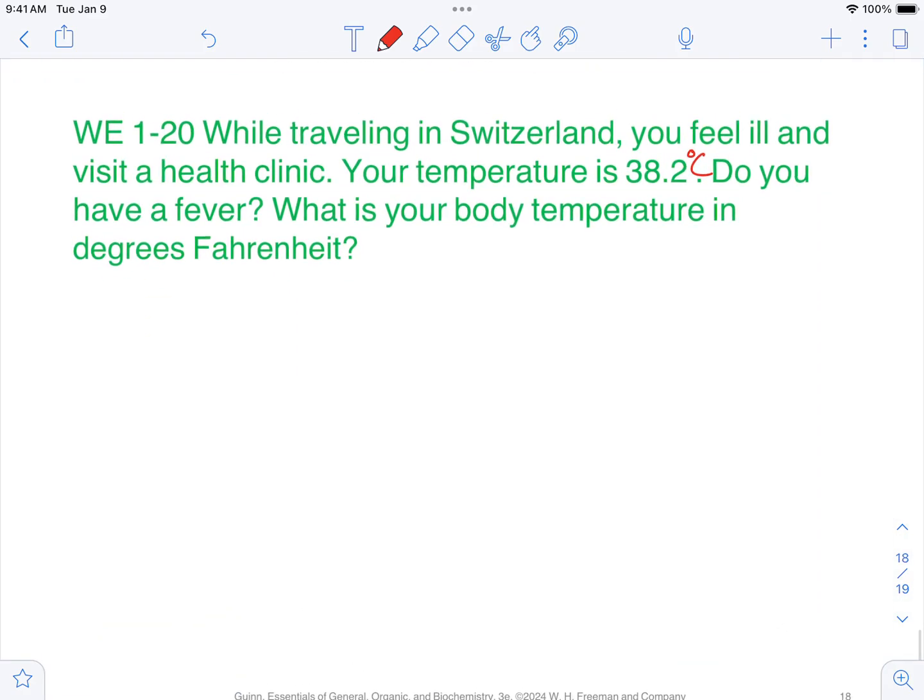While traveling in Switzerland, you feel ill and visit a health clinic. Your temperature is 38.2 degrees Celsius. Do you have a fever? What is your body temperature in degrees Fahrenheit? Well, remember, your normal body temperature should be 37. So yeah, you have a fever. It's greater than 37. You have a fever.